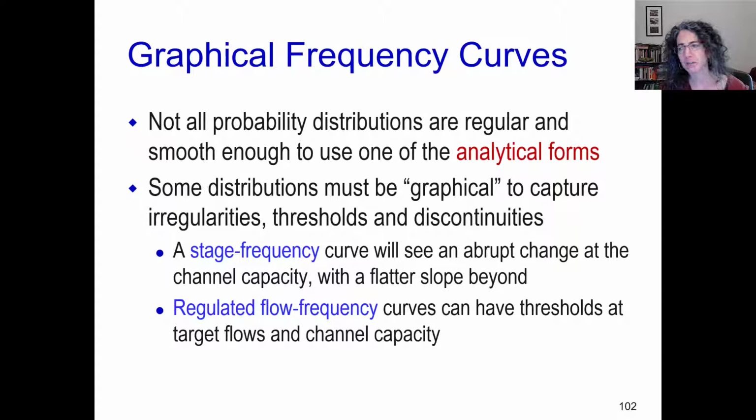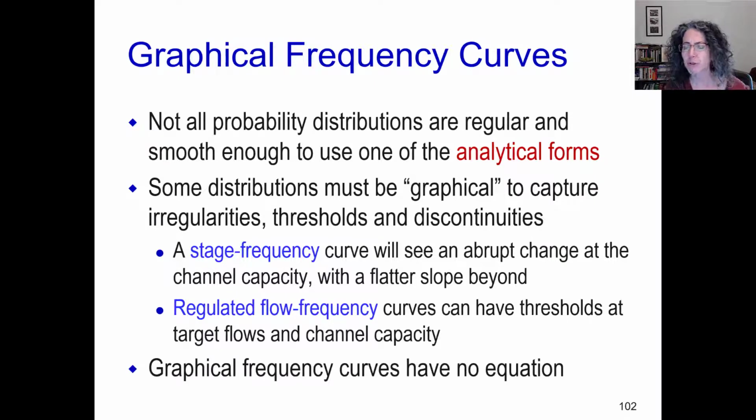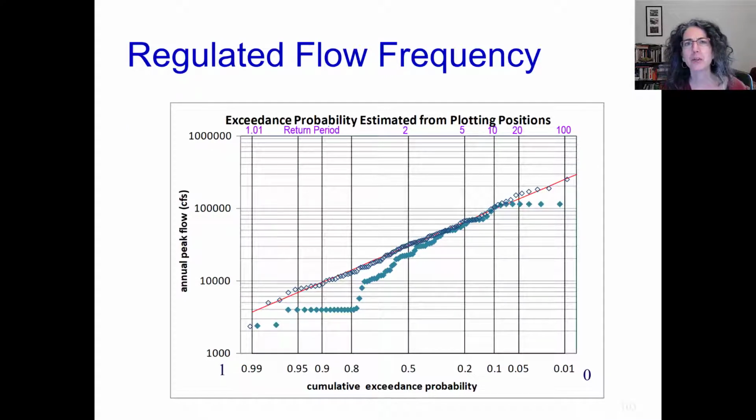Another example, regulated flow frequency curves can have thresholds and flat spots at target flows and at channel capacity. So in these cases, we want to use a graphical curve. Graphical frequency curves have no equation, and so we have to work with them numerically. So here's an example of what could happen using an analytical distribution to represent a regulated flow. We see unregulated flows plotted in the hollow diamonds, and then the solid diamonds are some simulated regulated flows below a reservoir.